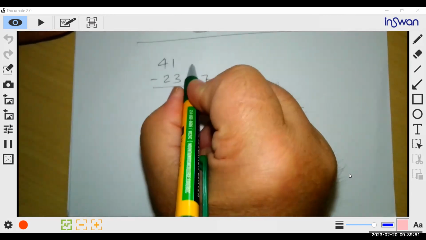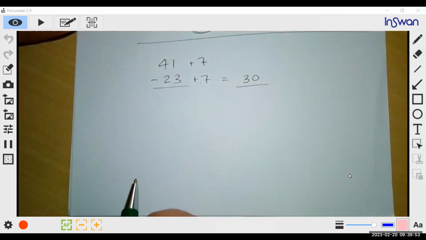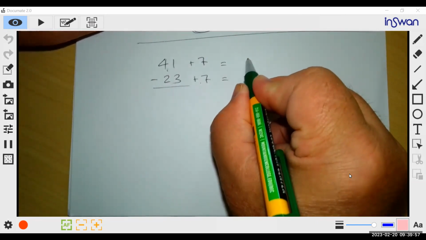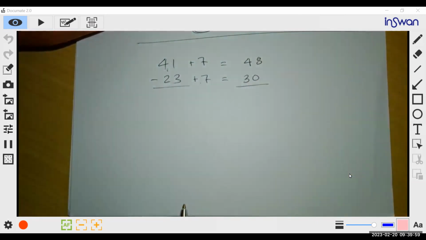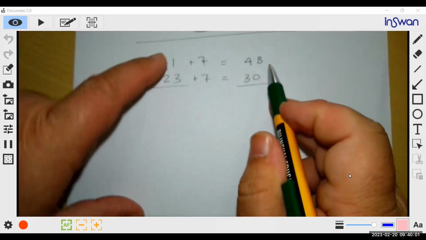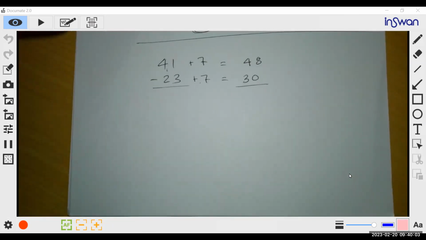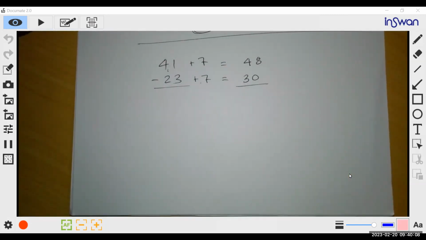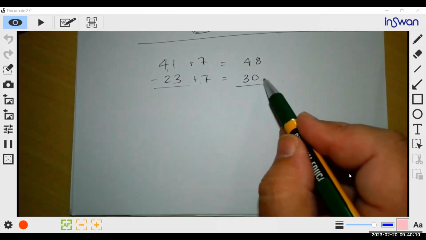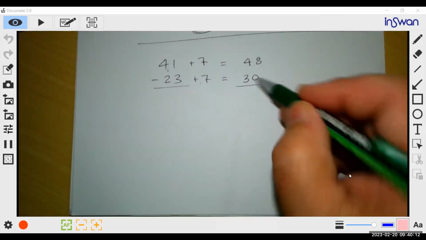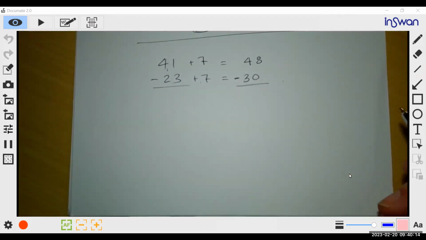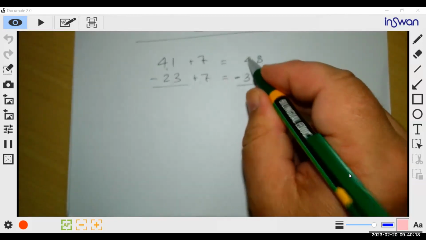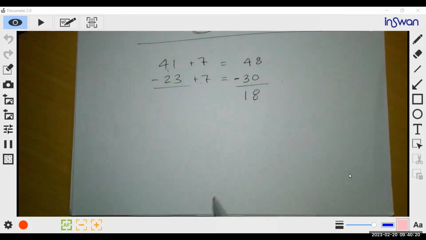So since we added 7 to that one, let's add 7 to the top one. 41 plus 7 is what? They're the same. The difference of the two numbers is still the same. But which one's easier to do? This one, yeah. So 48 minus 30 is what? Yes, 8 minus 0 is 8. 4 minus 3 is 1.